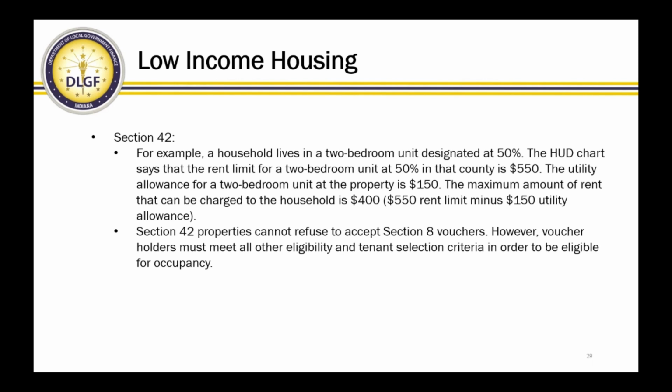So, for example, say you have a household in a 2-bedroom unit designated at 50%. The HUD chart says that the limit for a 2-bedroom unit at 50% in that particular county is $550, and the utility allowance is $150. So the maximum amount of rent that can be charged to the household is $400, which is the $550 rent limit minus the $150 utility allowance.